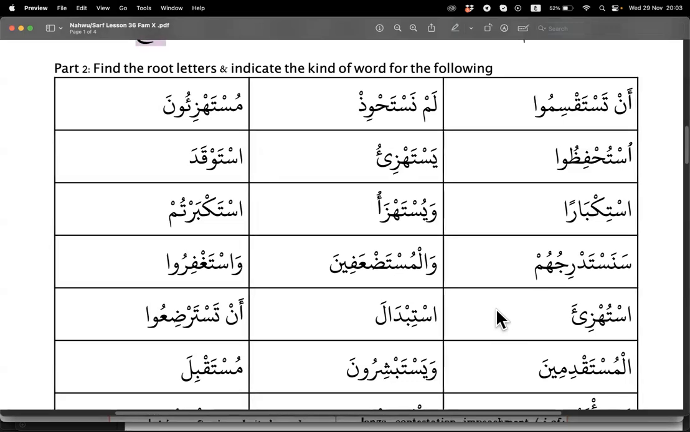Ustuhzi'a. Ustuhzi'a is fi'il madi majhul. Huwa. Very good. The root letters? Ha zai hamzah. Yes, hamzah. Good. Next one.